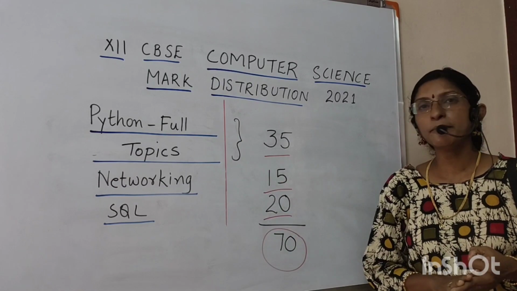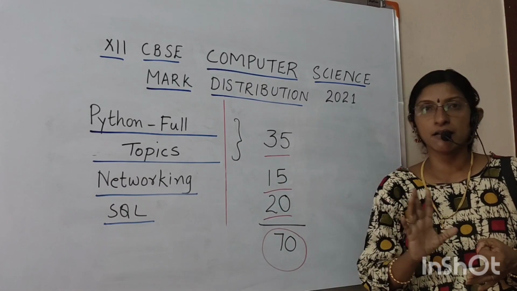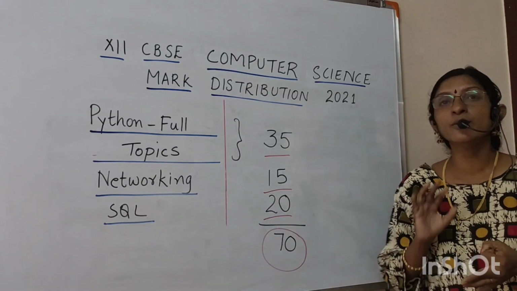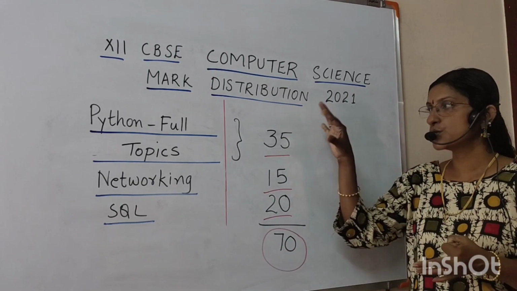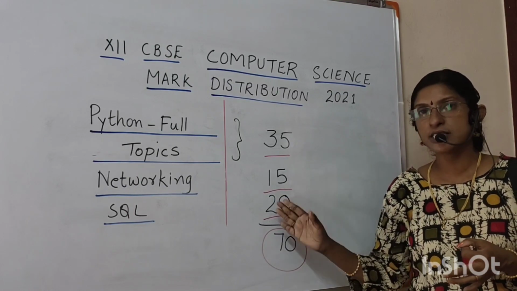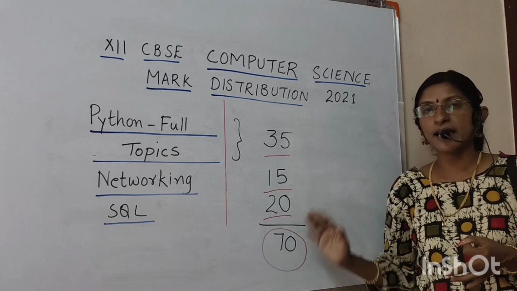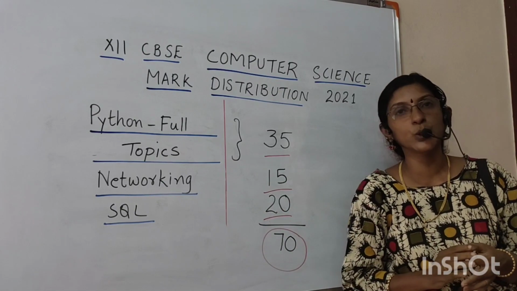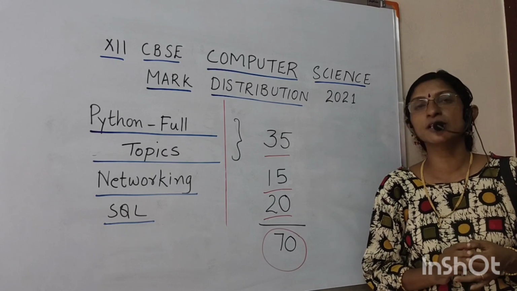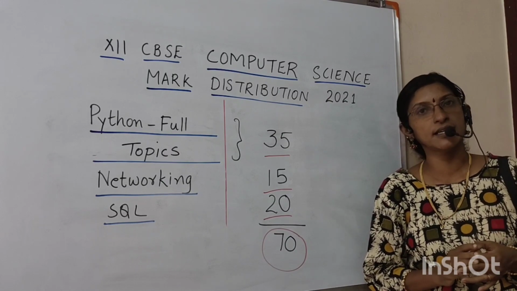Then for the networking part we have 15 marks. SQL again we have 20 marks. So totally we have 70 marks. Please concentrate on these topics according to the weightage, and you will be very successful in your examination if you follow the guidelines which I give you. Thank you.